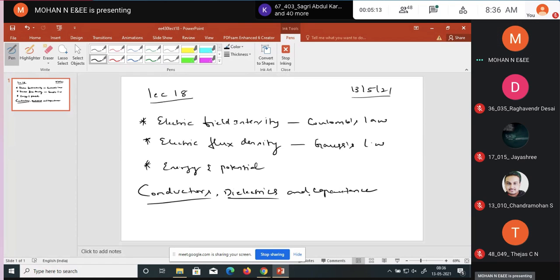Very important. The knowledge of electric field intensity, electric flux density, energy, and potential are all very much essential in understanding the characteristics of the conductors, dielectrics, capacitances. So how the current flows in each of the elements like conductors, dielectrics, and all, those things we shall discuss in detail here. So let us start with basics.